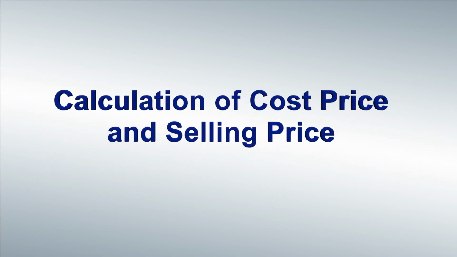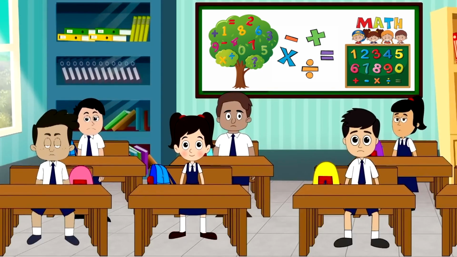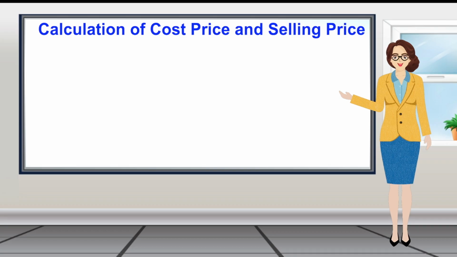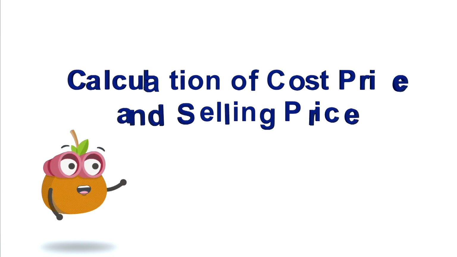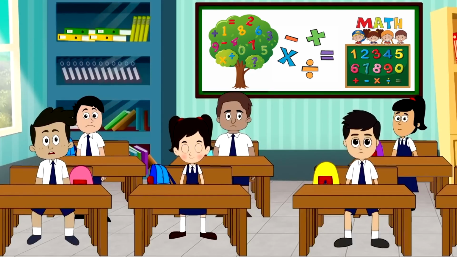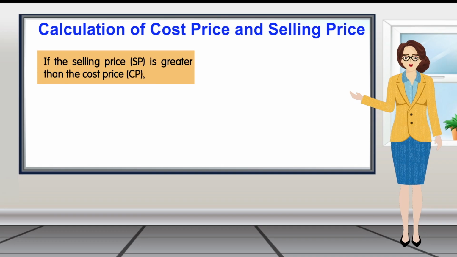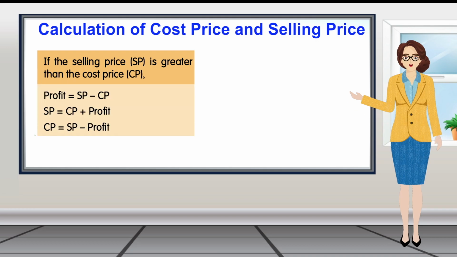Calculation of cost price and selling price. Students, like calculating profit and loss, we can calculate cost price and selling price as well. Do we use any formula to calculate these? Yes, if the selling price is greater than the cost price, it means we earned a profit. So the selling price will be equal to the cost price plus profit, and the cost price will be equal to the selling price minus profit.